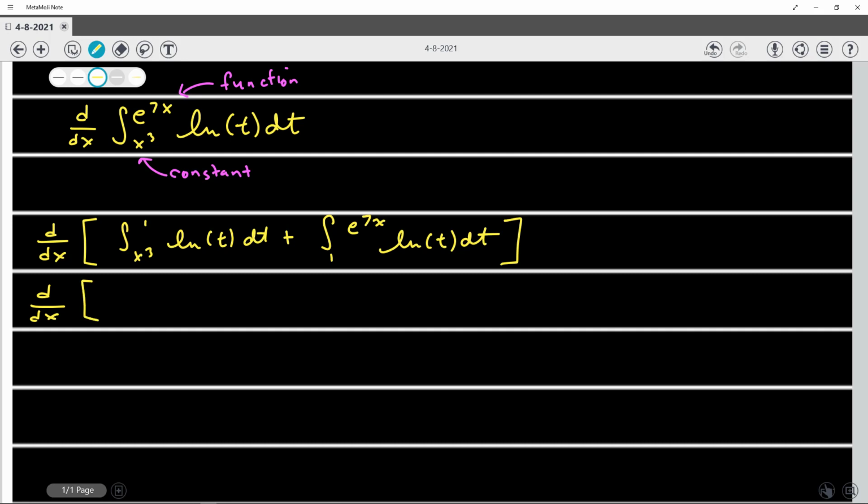Again, I want the top bound to be the function. Well, I can reverse these with the negative. And now the integral from 1 to x cubed of ln of t dt plus, same thing here, the integral from 1 to e to the 7x of ln t dt. And I'm pretty much home free now.